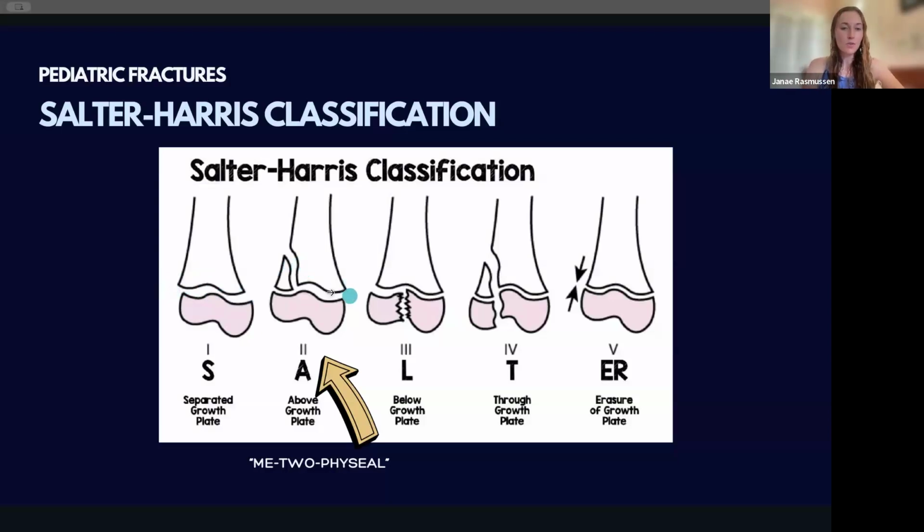Versus type 2, this is where it goes into the metaphysis. So the way I remember that is type 2 is metaphyseal. Type 2 is above the growth plate versus type 3 is below the growth plate. Type 4 is where it goes through the growth plate. And then type 5, we call this your erosion. It's basically where you're getting an axial force, and that's one of the most destructive ones to your growth plate itself. So if you can remember Salter-Harris, that's going to be one of the most commonly asked ones when it comes to pediatric fractures.